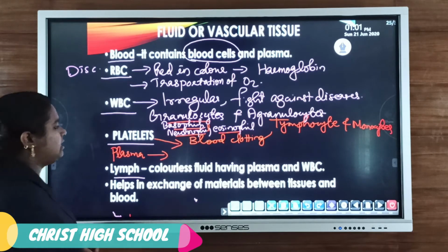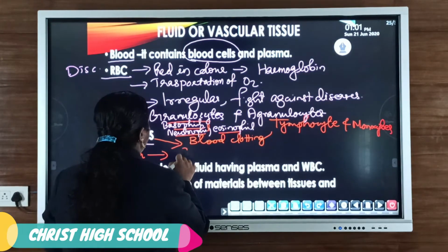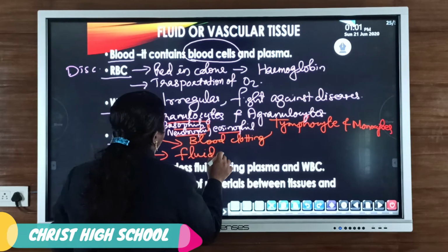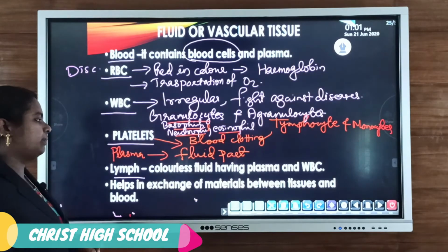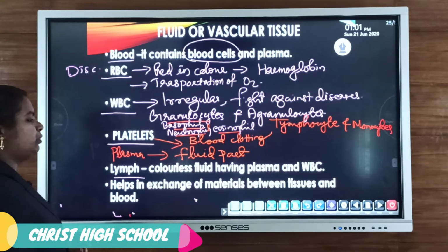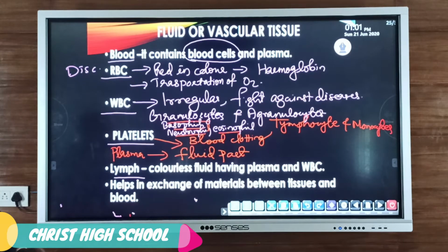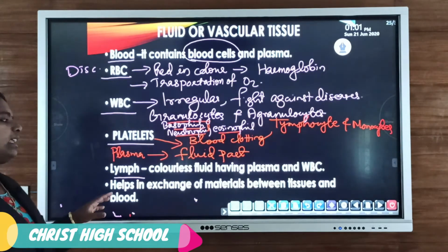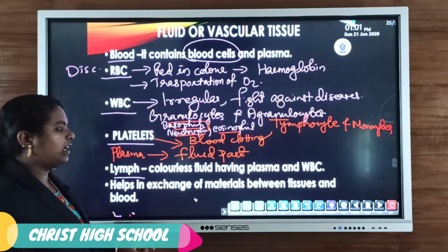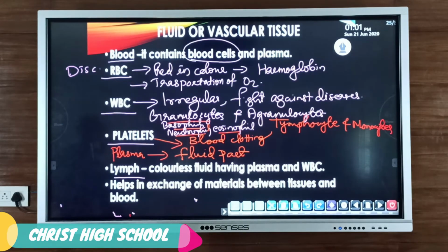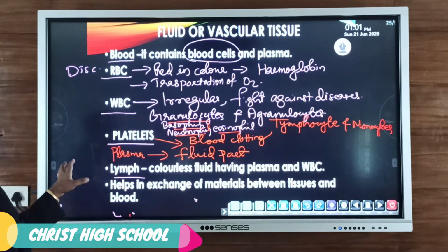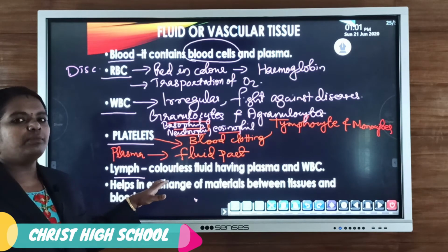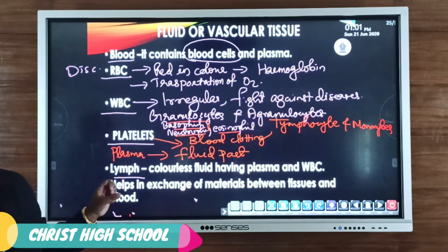Plasma is the fluid part of blood. Then lymph is a colorless fluid containing plasma and WBC. Since it contains WBC, lymph also helps protect our body from diseases.